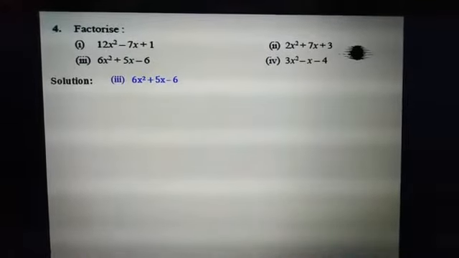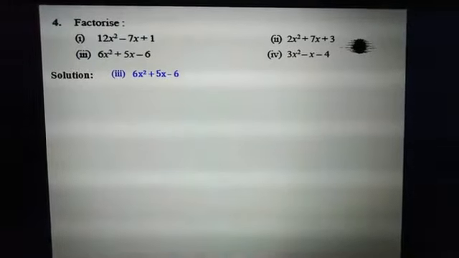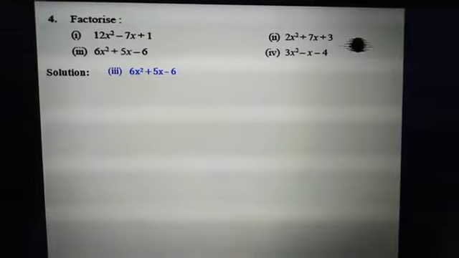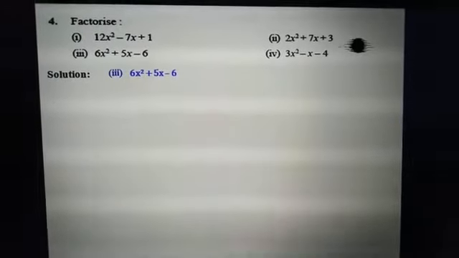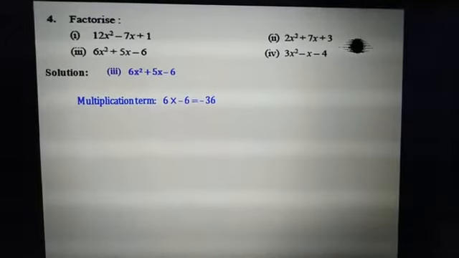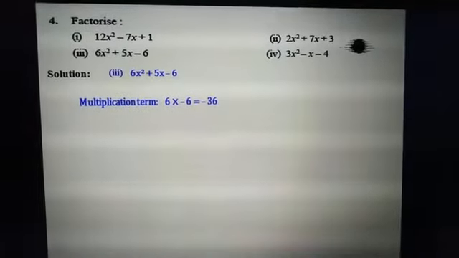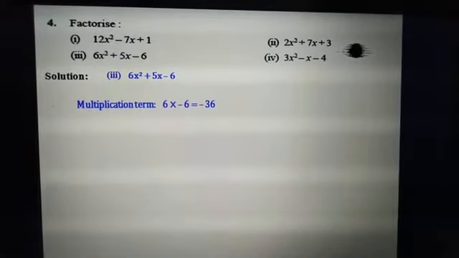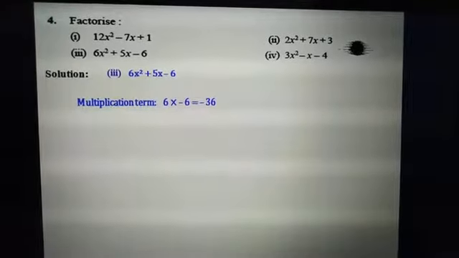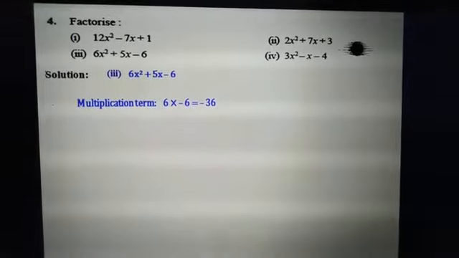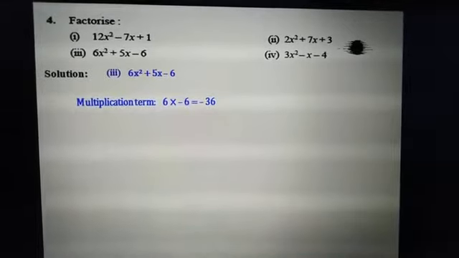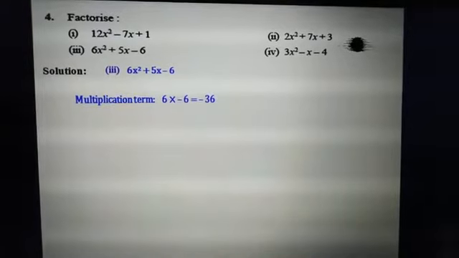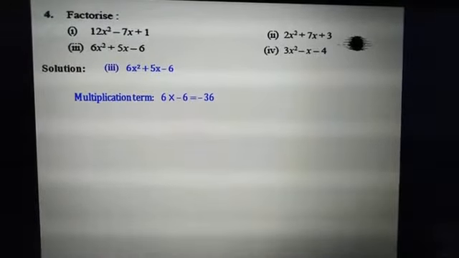Third sum, 6x squared plus 5x minus 6. First we need to find the multiplication term. Multiplication term is the product of the coefficient of x squared and the constant term. So in this sum, the coefficient of x squared is 6 and the constant term is minus 6. So multiply these two. So 6 into minus 6 is equal to minus 36.